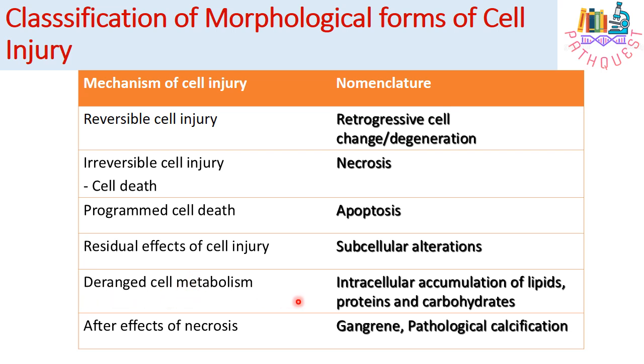For deranged cellular metabolism, the nomenclature used is intracellular accumulation of lipids, proteins, and carbohydrates. These are usually seen when the organs which are associated with the metabolism of these substances are injured, an example being the liver. The after effects of cell injury and necrosis include gangrene and pathological calcification. So these are the various nomenclatures which are used to describe different mechanisms or morphological forms of cell injury.